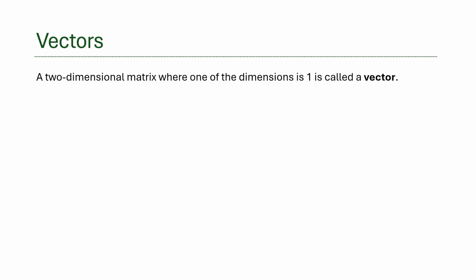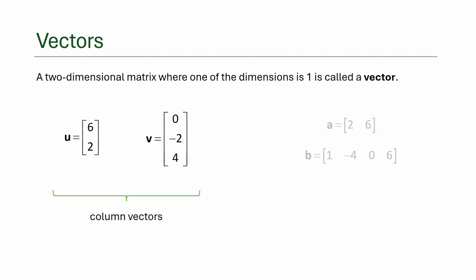Now, in matrix terms, a vector is a two-dimensional matrix where one of the dimensions is 1. So these matrices, for example, where the column dimension is 1, that is, they have multiple rows and one column, is what we would call a column vector. And these vectors, where the row dimension is 1, are what we would call row vectors.